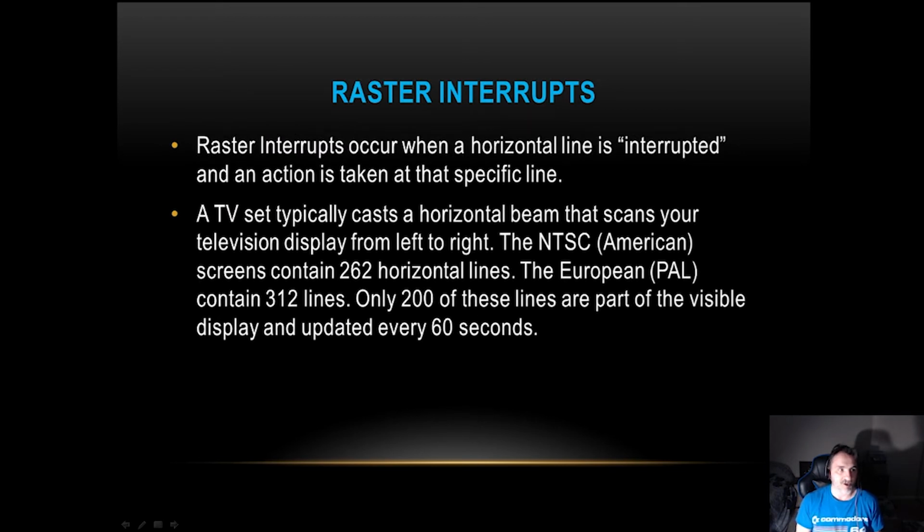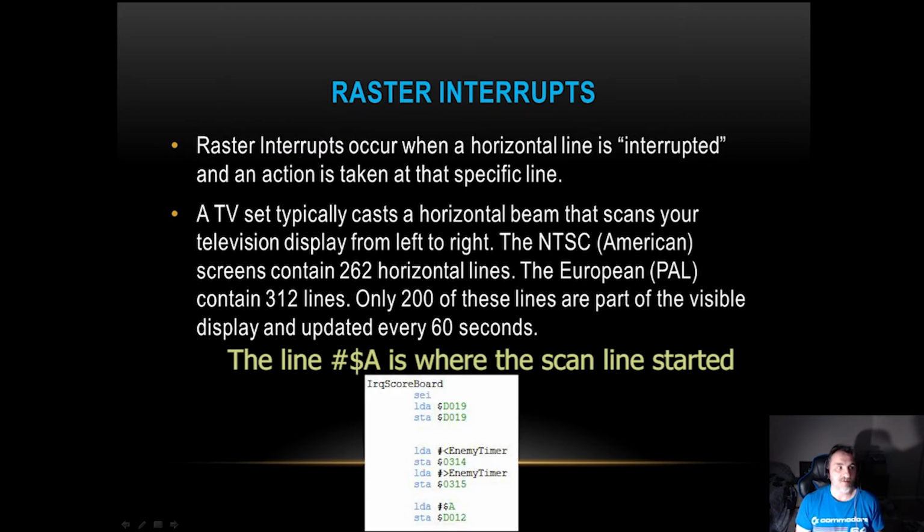Now we're on to raster interrupts here. So raster interrupts occur when a horizontal line is interrupted and the action is taken at that specific line. A TV set typically casts a horizontal beam that scans your television display from left to right. The NTSC American screens contain 262 horizontal lines. The European PAL contained 312 lines. Only 200 of these lines are part of the visible display and updated every 60 seconds.